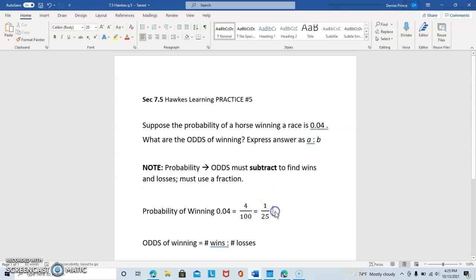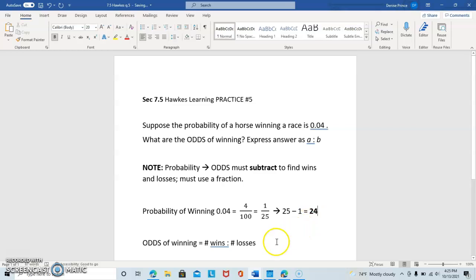So what that means is here, I want to subtract 25 minus 1, and that's going to give me 24. This is one of the numbers that I'm going to need for the odds, 24. What does the 24 stand for? Well, if the probability of a horse winning a race is 1 out of 25, which means it wins 1 race out of a total of 25 races, then 24 would be the number of losses.